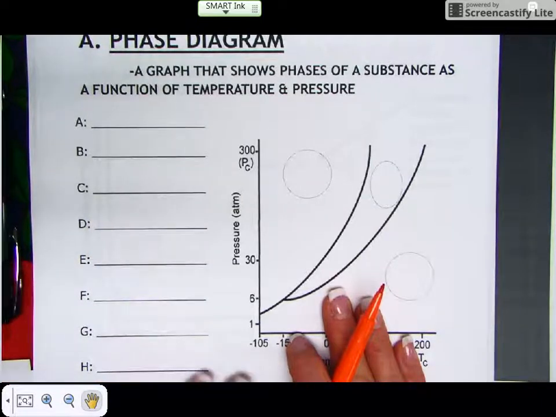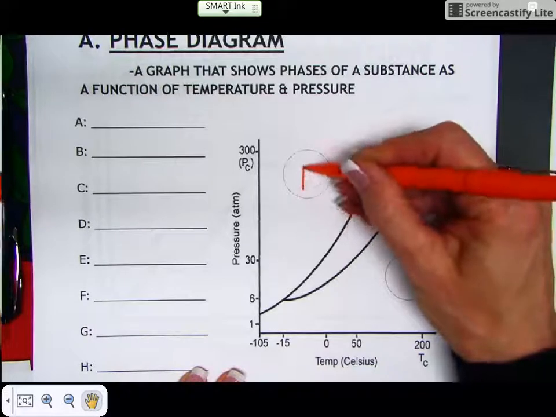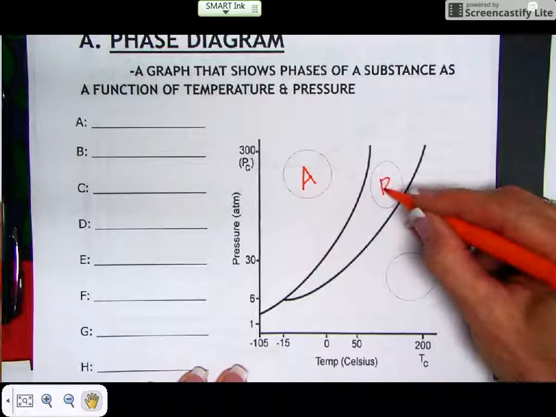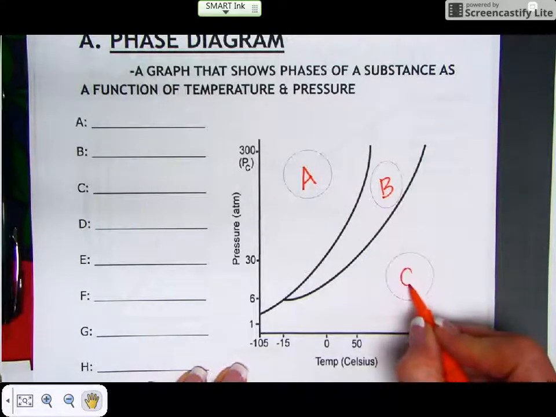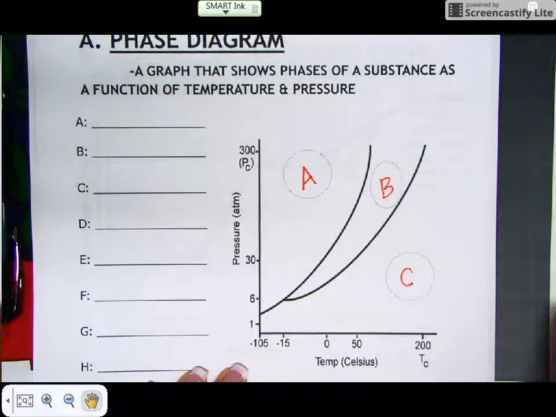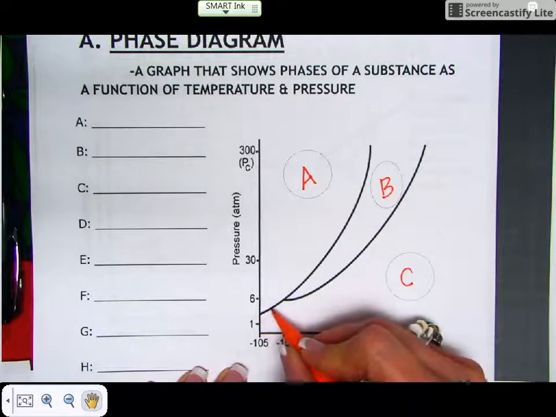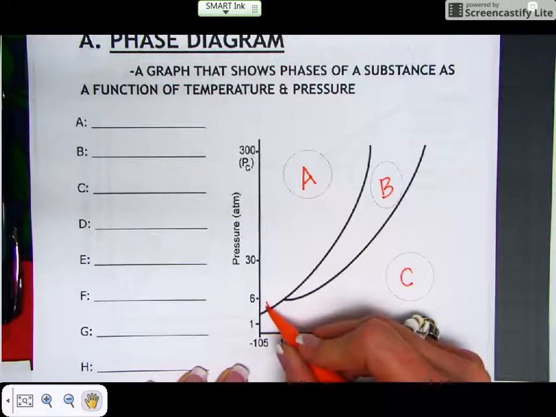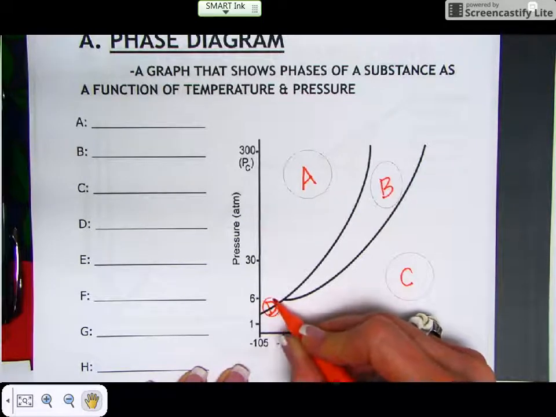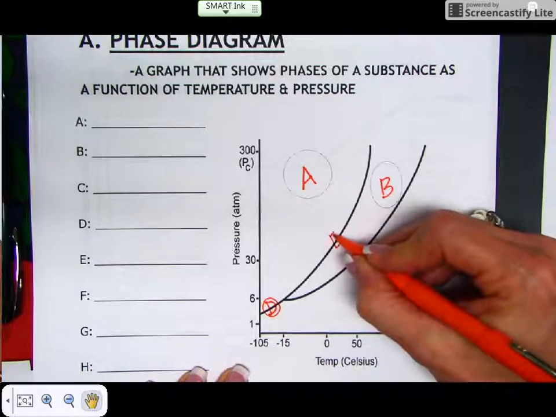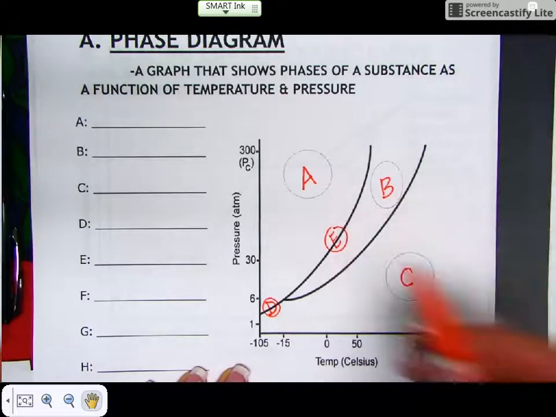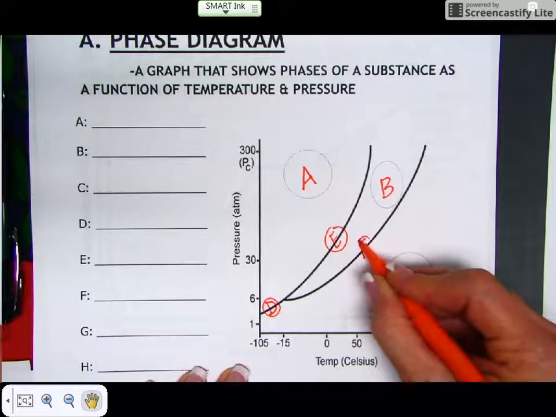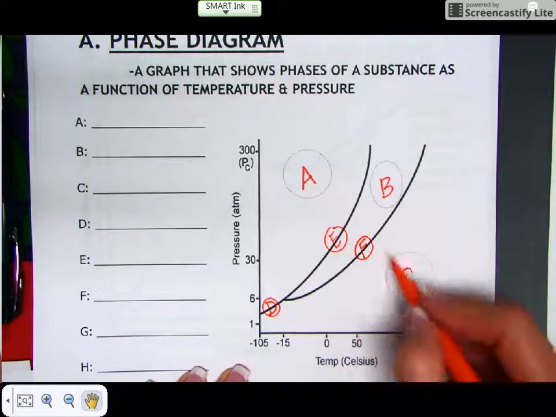and we're going to label the states of matter that are present in those specific regions. So let's first of all put an A in this section here, a B here, a C here. On the line between section A and C, let's put a D on the line. I'm going to put a circle around that. Put an E on the line here between the region A and B, and put an F representing any point on the line between B and C.